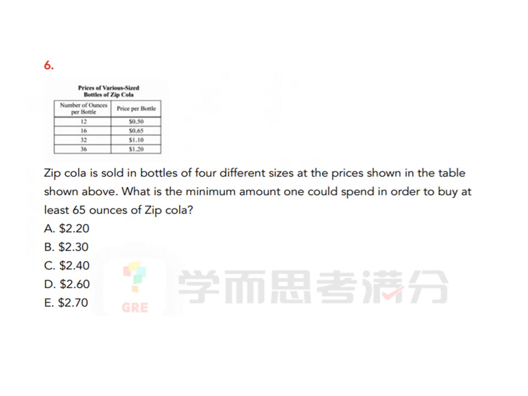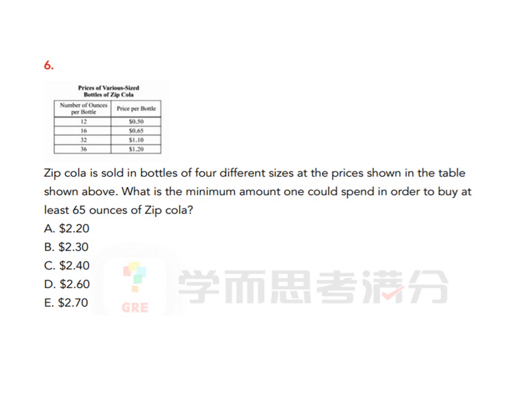In the sixth question, we can see a table. In the first column, the number of ounces per bottle is given, and in the second column, the price per bottle is provided. The question asks: Jeep Cola is sold in bottles of 4 different sizes at the prices shown in the table. What is the minimum amount one could spend in order to buy at least 65 ounces of Jeep Cola? So you need to find the minimum amount one could spend.